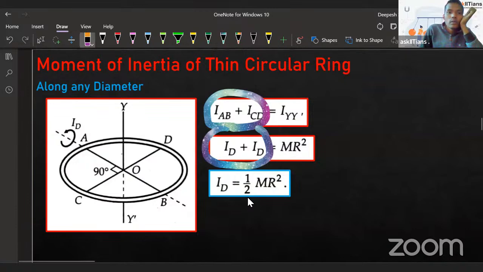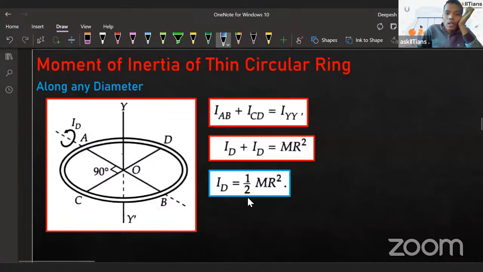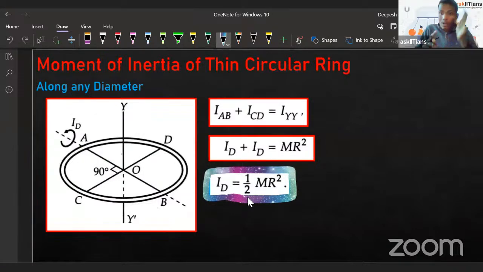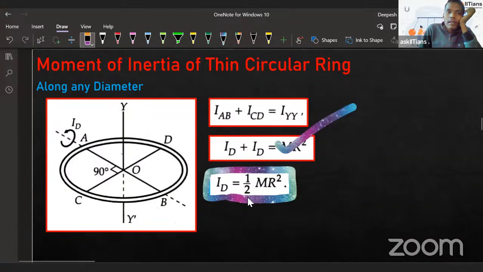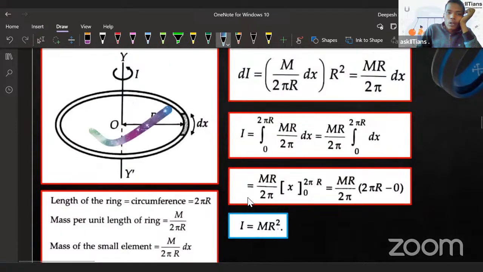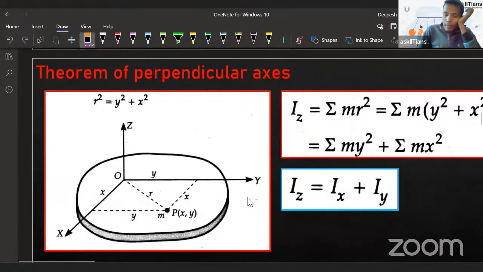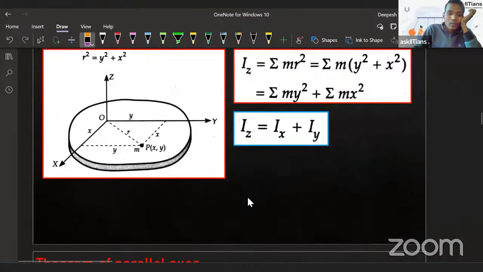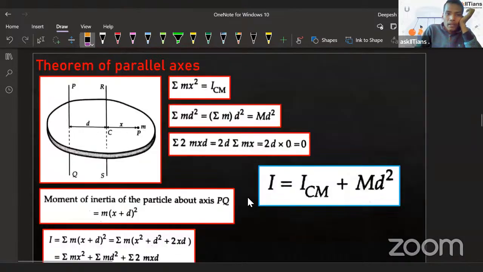And finally, you will see that the moment of inertia along the diameter is half mr square. Very simple. So now it's a different formula, but this different formula came from a formula which we already knew. So I will recommend you that you only remember this one, and all the others you can easily calculate if you know the theorems. What are the theorems? The first one was the theorem of perpendicular axis. The second theorem is what we call the theorem of parallel axis.